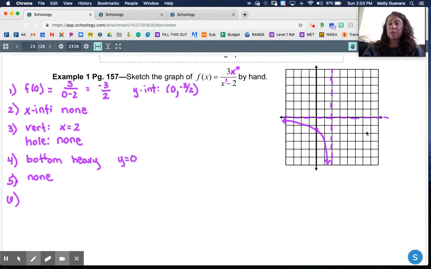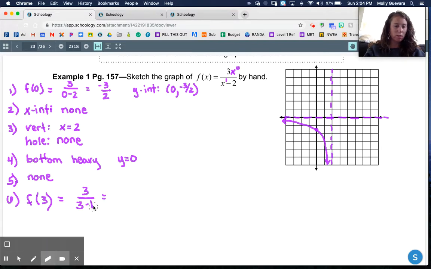So in order to find this, we're going to have to plug in a value to the right of this asymptote. Well, the asymptote's at 2, so I'm just going to plug in 3, but you can plug in anything to the right of 2. So this gets me 3 over 3 minus, oh sorry, minus 2. I was like, wait, that doesn't look right. So I'm just plugging 3 in for x, which gets me 3 over 1, which is 3.